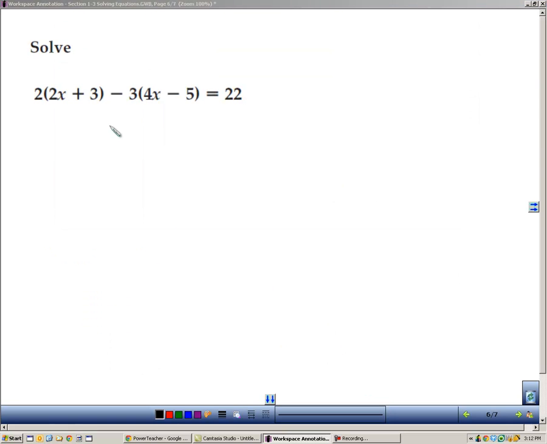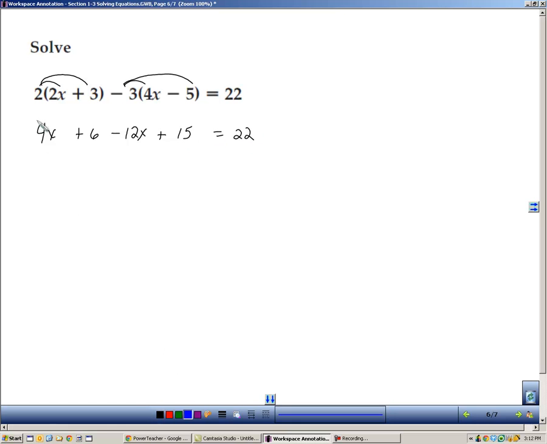Here we have an equation that we're going to use to review lots of techniques for solving an equation. We have parentheses that we're going to have to get rid of by distributing. So 4x plus 6, we'll distribute the negative 3. Be careful that you include the negative sign with the 3, which makes this a negative 12x and a positive 15, and then it equals 22.